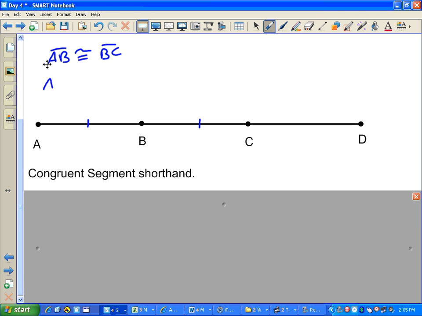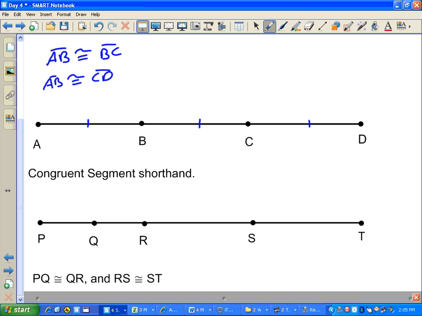If I was told that AB is congruent to CD, I would look, and AB has a marking on it already. So I want to make sure that CD gets that same marking. It would get the same one. And now I can look and see that all three of these pieces are the same.